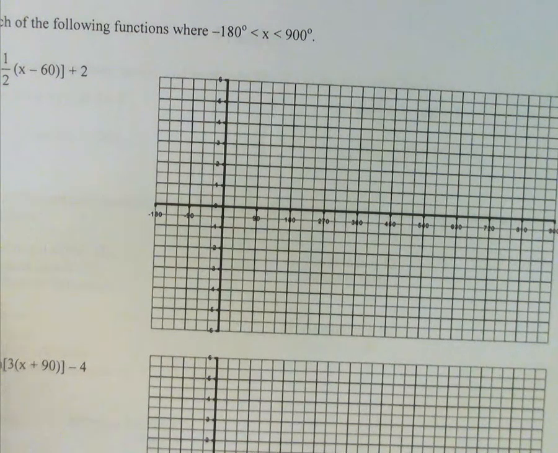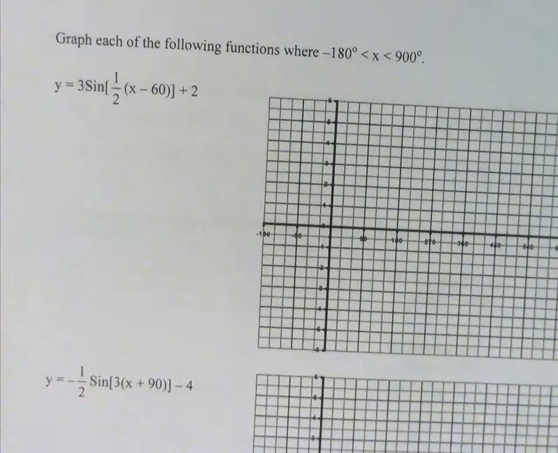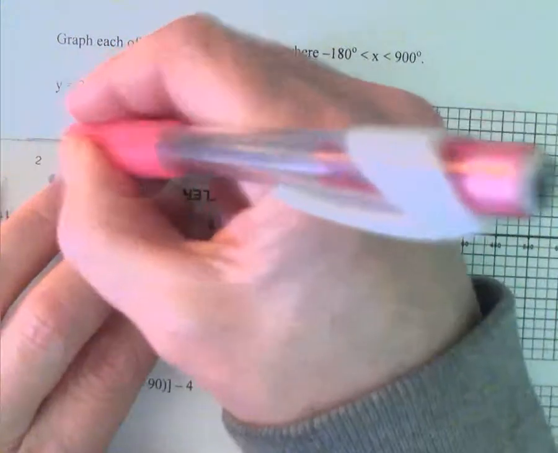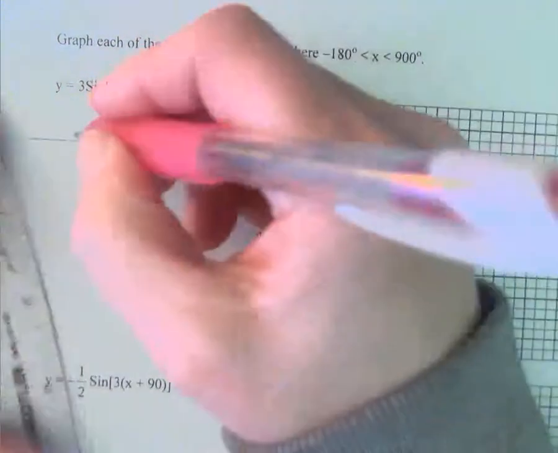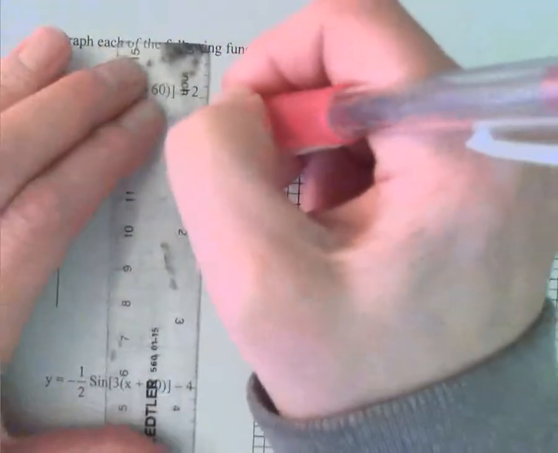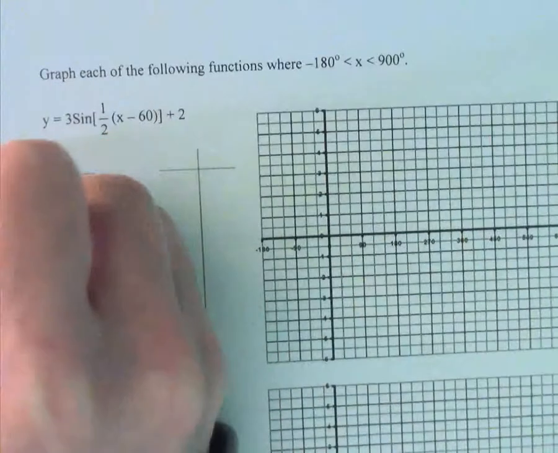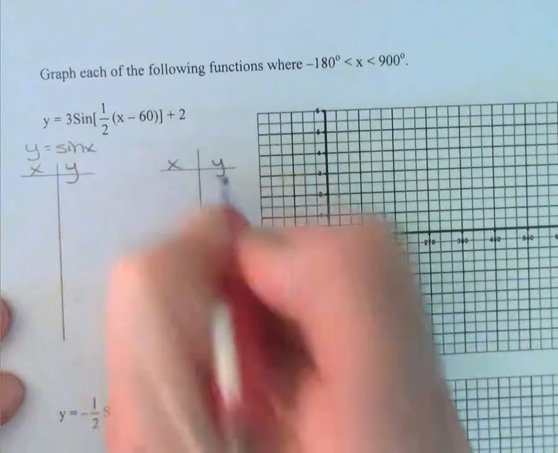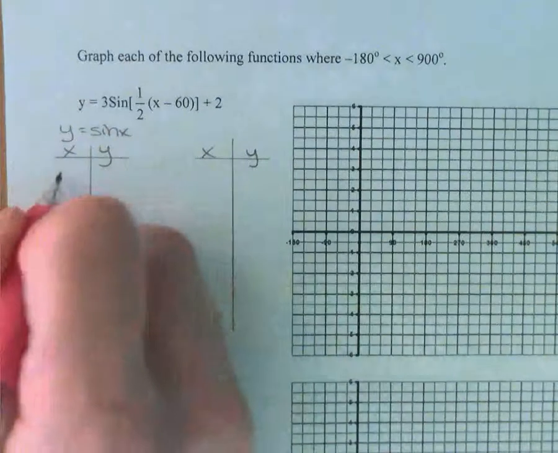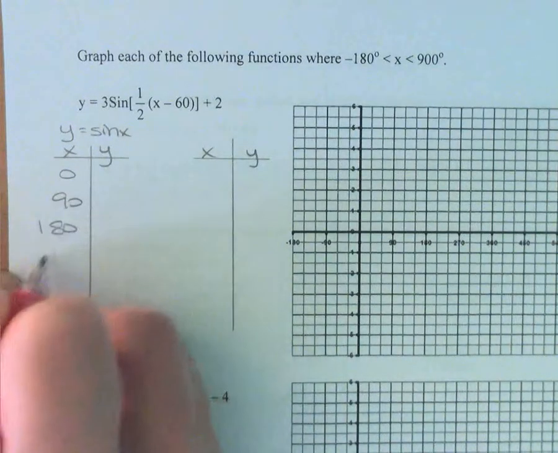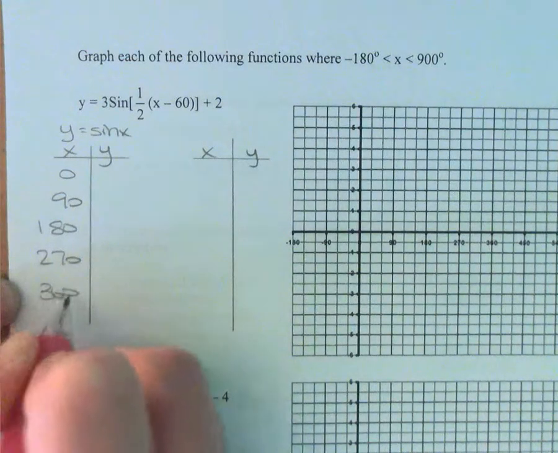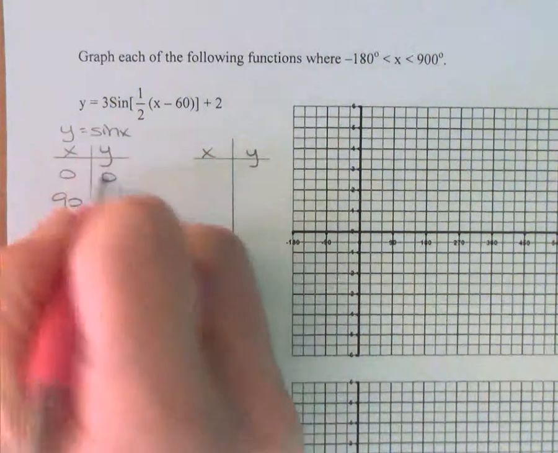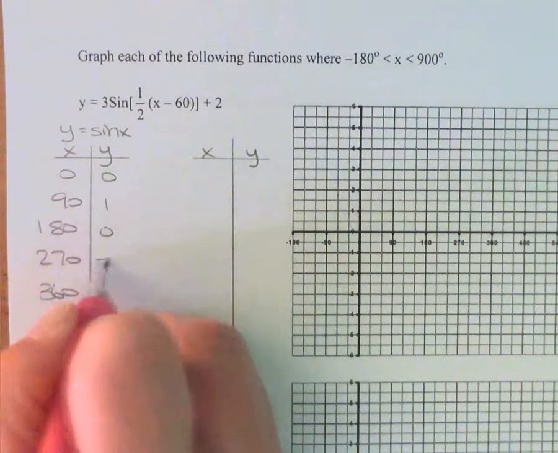Okay, so let's graph some functions. I'm going to put in two tables of values, one for the base graph and one for the transform graph. My base graph is y is equal to sine x, and I have an x and a y. I have 0, 90, 180, 270, and 360. Sine starts at 0, 1, 0, minus 1, and 0.